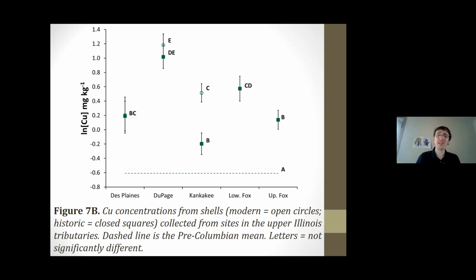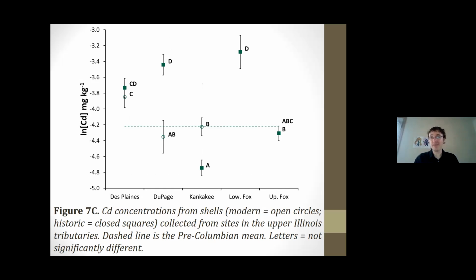I do have some theories that I talk about in my paper, but the Kankakee River ended up looking very different than the other rivers. If you could say anything about the other 2 rivers, you had to say then the exact opposite for the Kankakee River. We'll see this on the last graph when we take a look at cadmium.